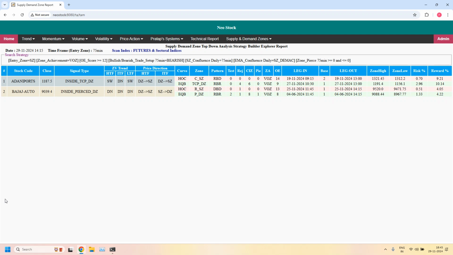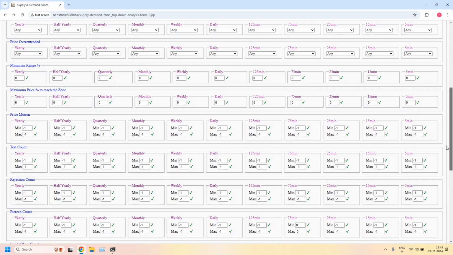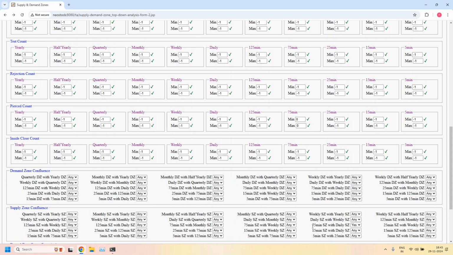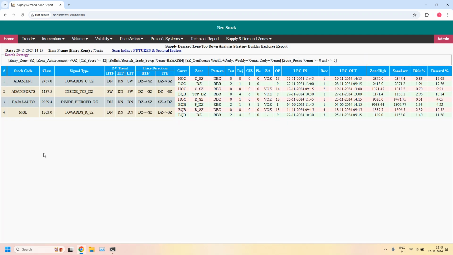Okay, next let us look for LTF, ITF and HTF supply zone confluence. So first I have to remove this EMA filter. I removed it. In the supply zone confluence, 3 filters we need to set. First filter is already enabled, that is 75 minute supply zone with daily supply zone confluence. Next 2 filters, 75 minute supply zone with weekly supply zone confluence, daily supply zone with weekly supply zone confluence. With all the 3 filters, LTF, ITF, HTF, supply zone confluence, we got 4 stocks.